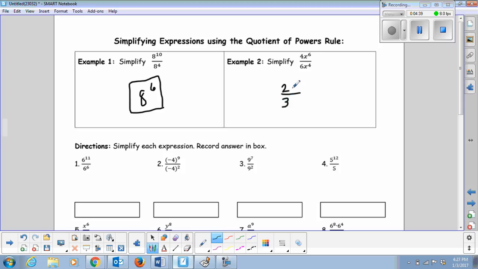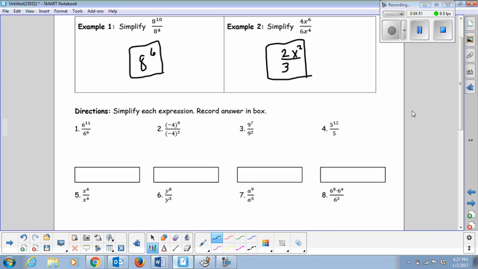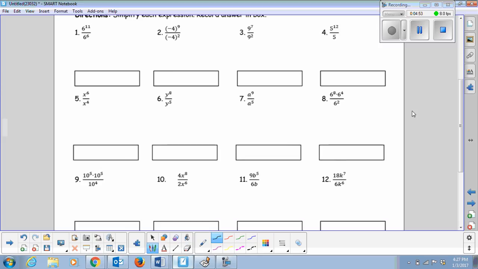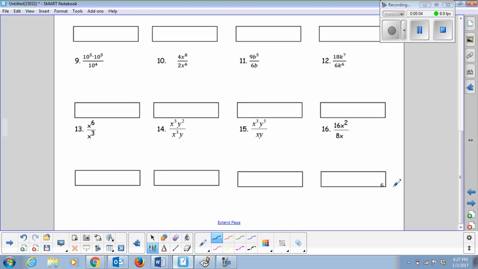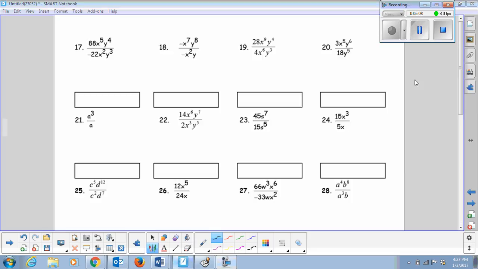Then my base is x, and we usually just write those at the top. And 6 minus 4 is 2. Okay, so for that first one, you should have 2/3 x squared. The only other comment is on number 8. Use the product rule first, simplify the top, then use the quotient rule. Okay, but other than that, you should be good to go.